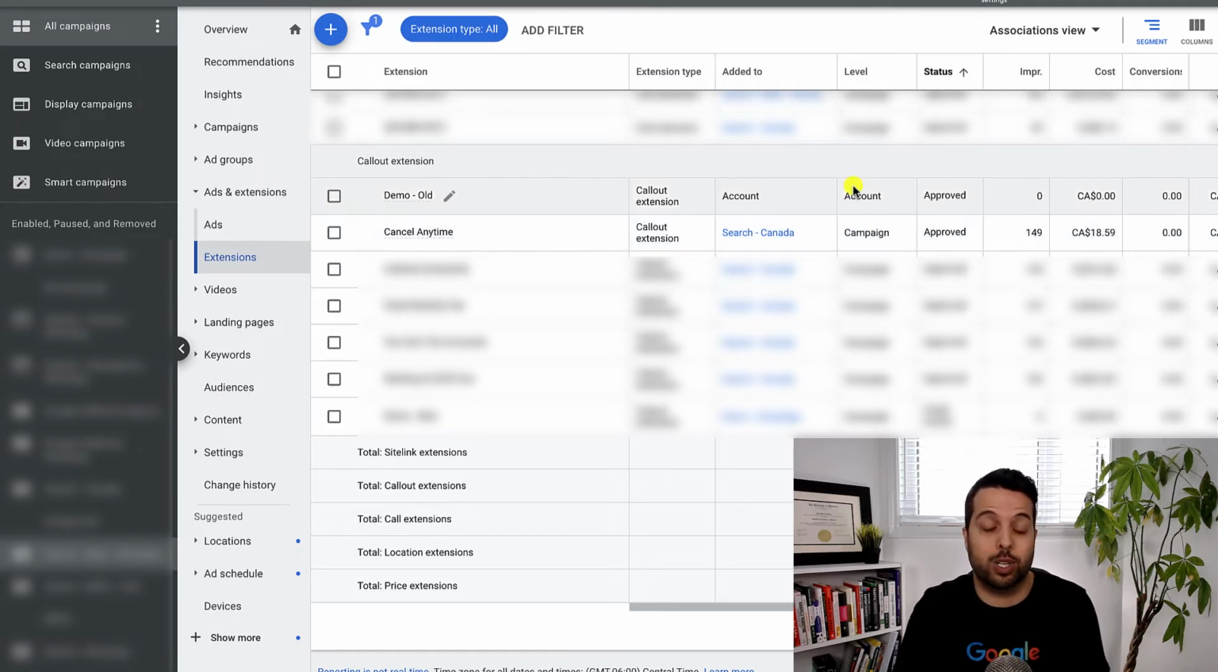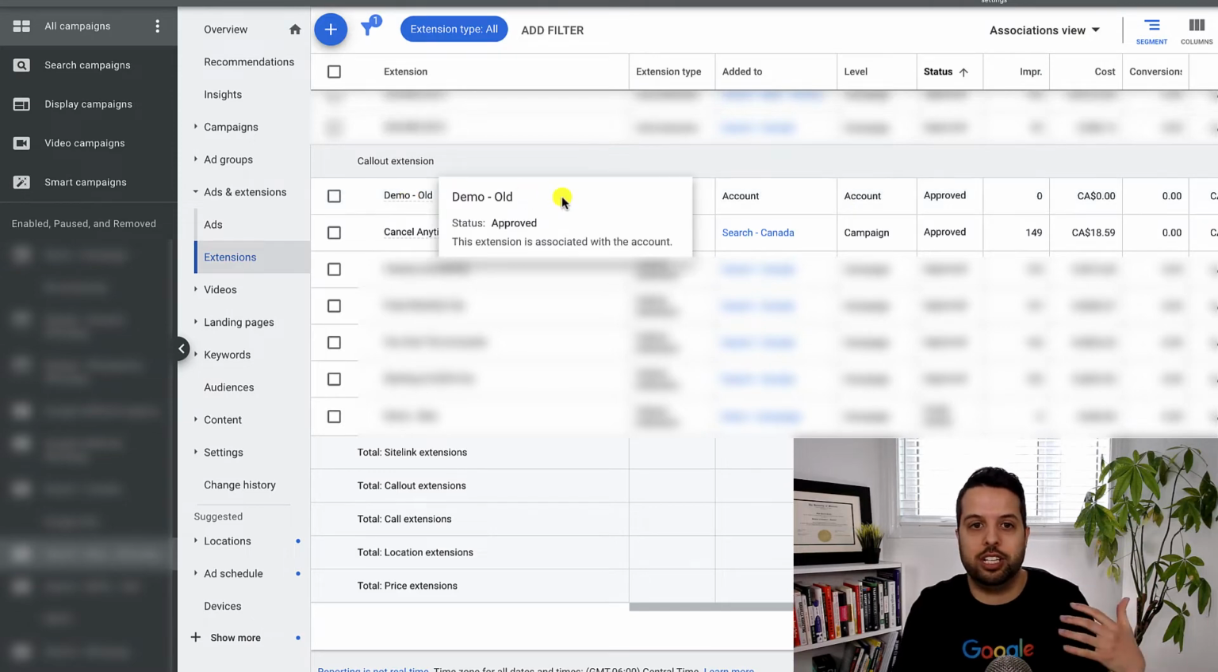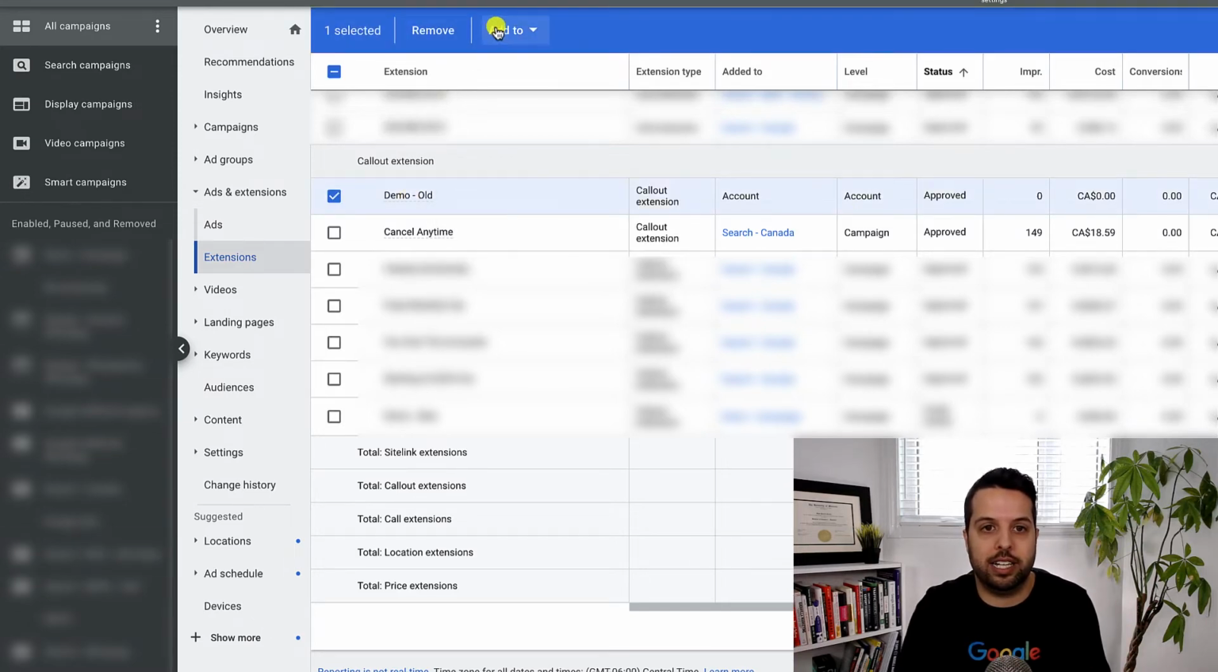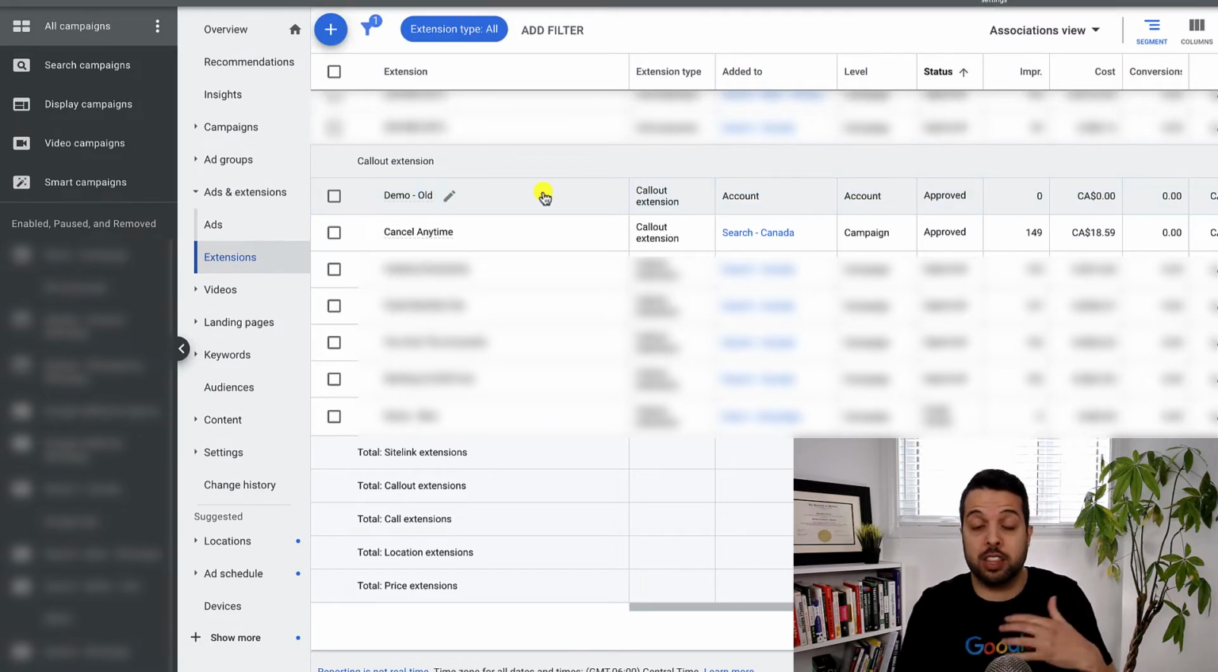But what essentially you have to do is you have to see these account ones. If it's a good extension and you want to keep it, you can highlight it and add it to a campaign. And then you'd have to remove it just to make sure only the campaign level stuff's going to show, which is going to be a pain for you, unless you're okay with those account ones showing, right?